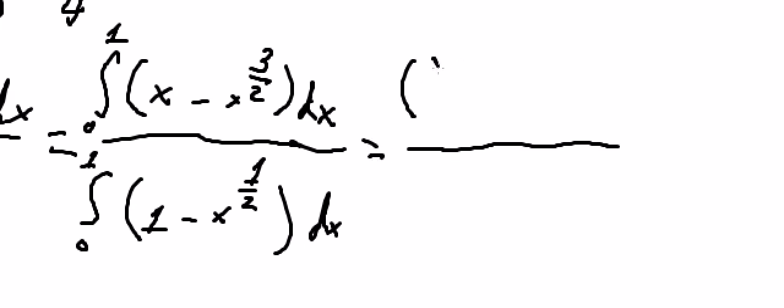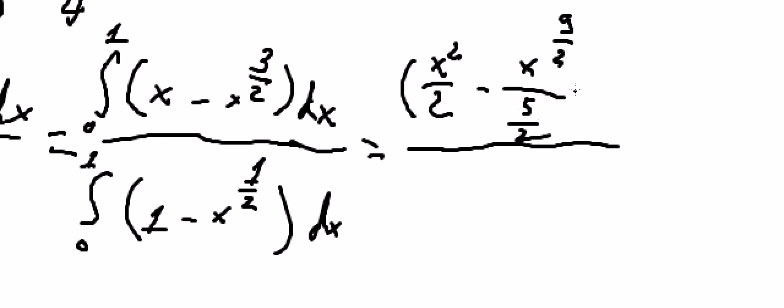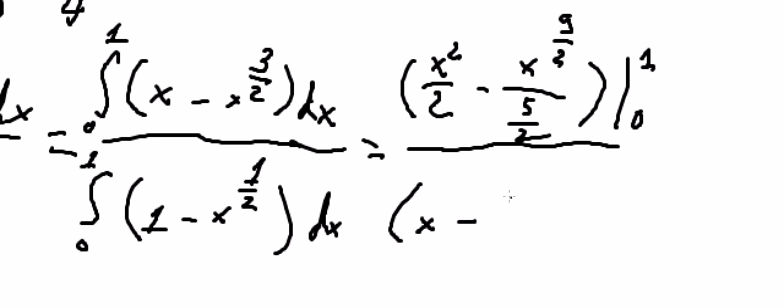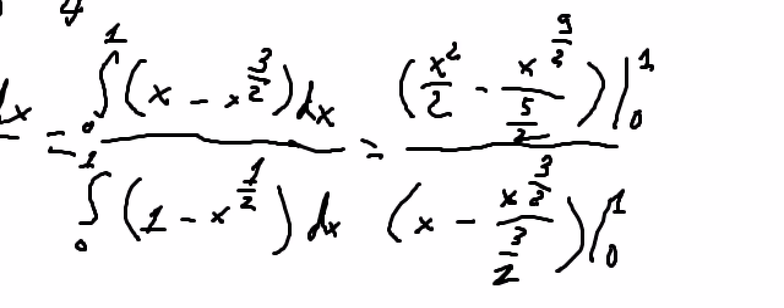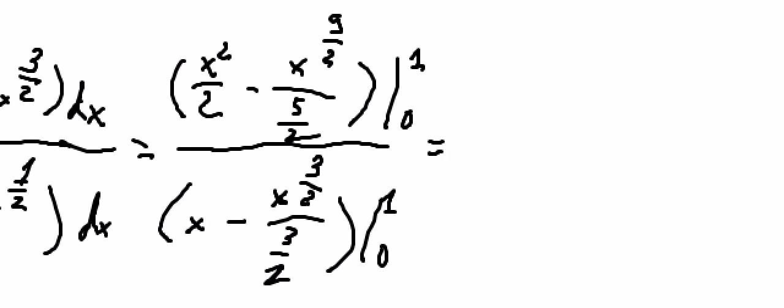And this one you get s to the power of 2 over 2 minus s to the power of 5 over 2, and we have 5 over 2, and we have the limits from 0 to 1. This one you get s minus s to the power of 3 over 2, and this is about 3 over 2. We put the numbers in here. So we get 3 over 10.